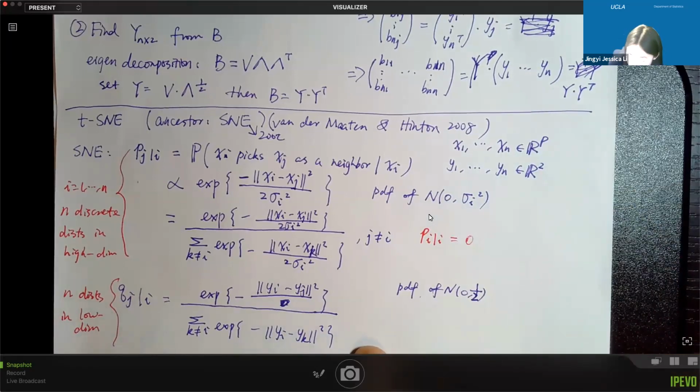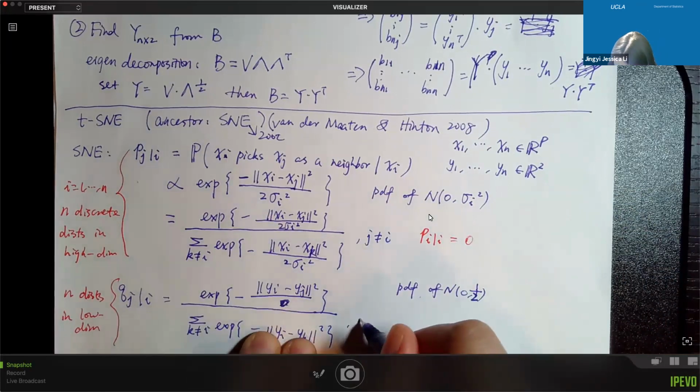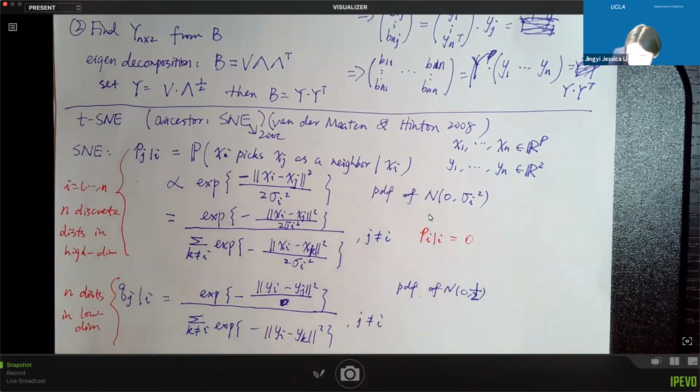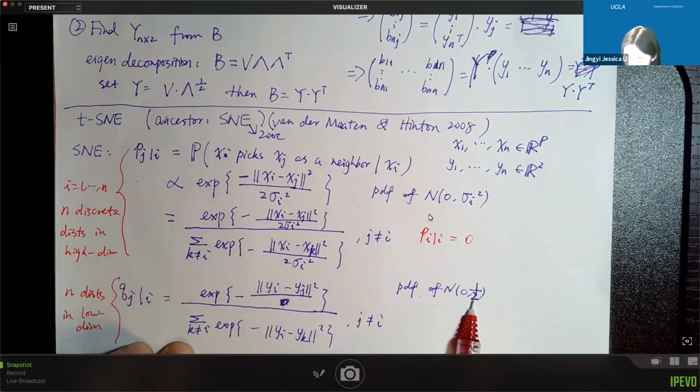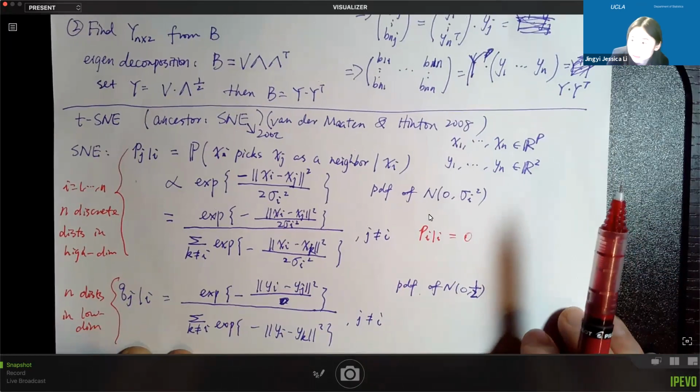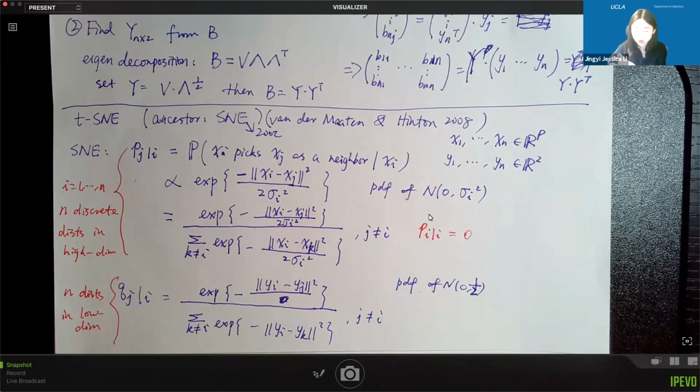And for the low dimension, we do the same thing. For j not equal to i, we assign the probability proportional to this density transformation. And here we arbitrarily set the variance for all data points equal to 1/2. So we don't need to worry about that variance term anymore, unlike in the high dimension. This is reasonable because the high dimensional data are observed. So therefore, we cannot really control the spreadness of the data. So we actually use the sigma_i squared to account for the fact that for some data points, its neighbors may be close to itself.